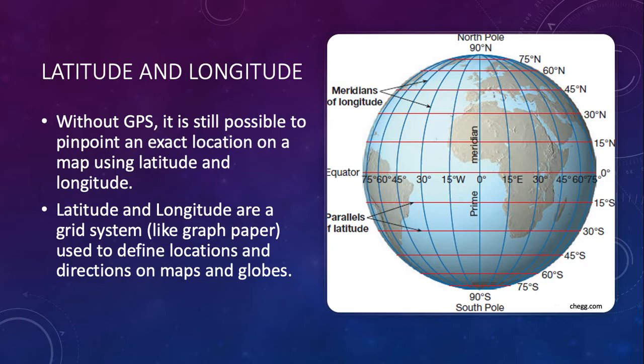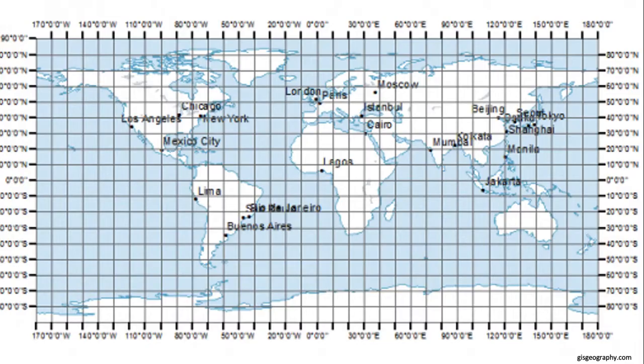And on this globe, you can see all the latitude lines are the red lines, the flat ones, and the longitude lines are the blue ones that go up and down. So on this map, if you were looking for the latitude of Istanbul, that's about 41 degrees north. North because it's north of the equator. And about 29 degrees east. East because it's east of the prime meridian.